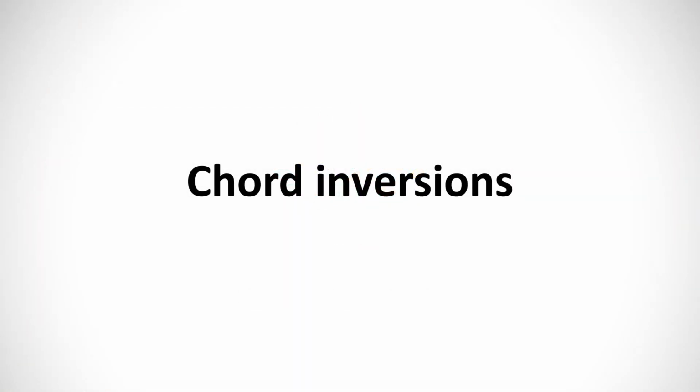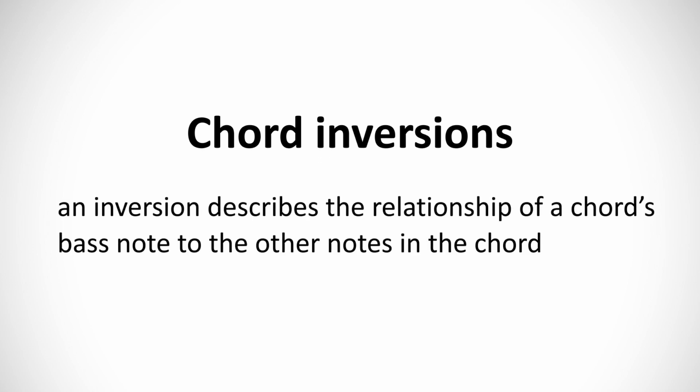Well, an inversion describes the relationship of a chord's bass note to the other notes in the chord. For instance, a C major triad contains the tones C, E, and G. Its inversion is determined by which of these tones is the bottom note in the chord. In other words, it's a chord in which all the expected notes are there, but the ordering has been changed, so the root is no longer at the bottom.